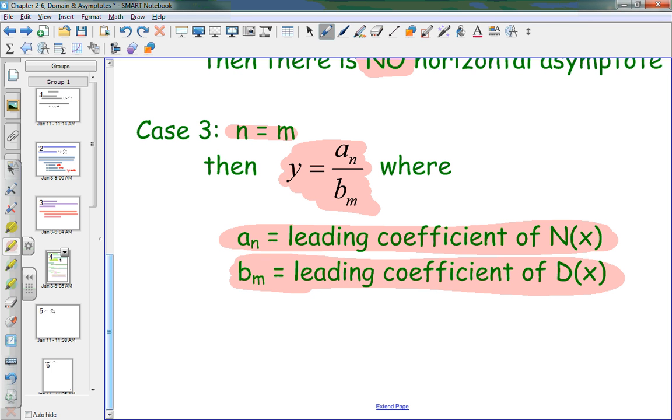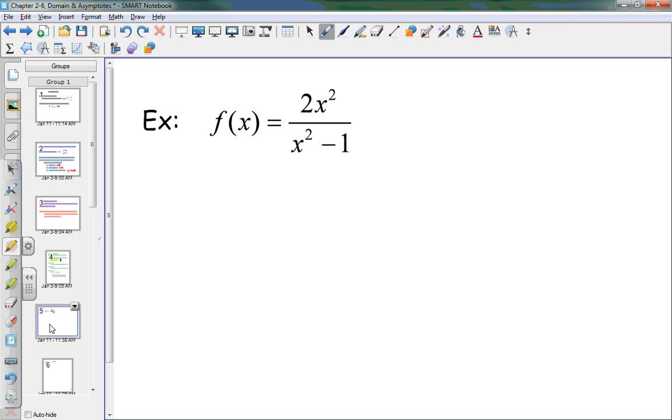So let's jump right in, shall we? I've talked about 3 things today: domain, vertical asymptote, and horizontal asymptote. Those are the 3 things you are going to find on every problem today. Everybody with me? So I give you f of x equals 2x squared divided by x squared minus 1. So step 1, I need to find the domain. How do I find the domain?